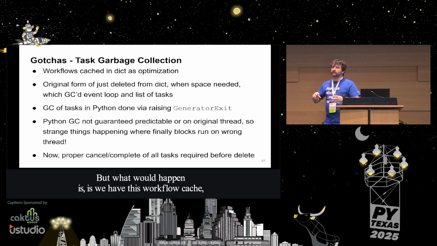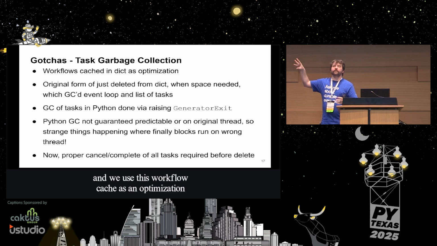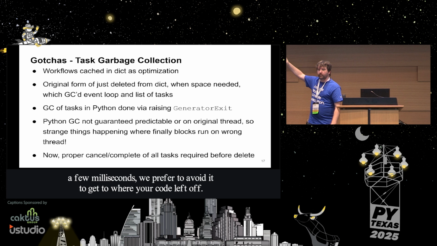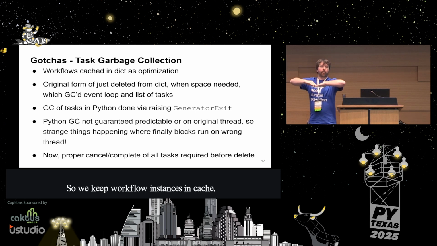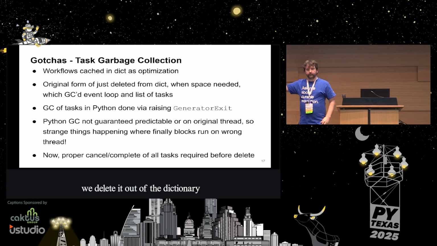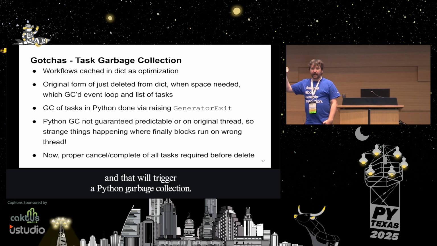But what would happen is we have this workflow cache, and we use this workflow cache as an optimization. That replay, even though it takes a few milliseconds, we prefer to avoid it to get to where your code left off. So we keep workflow instances in cache. Well, once the cache is a little full and we need more space, we delete it out of the dictionary, and that will trigger a Python garbage collection.